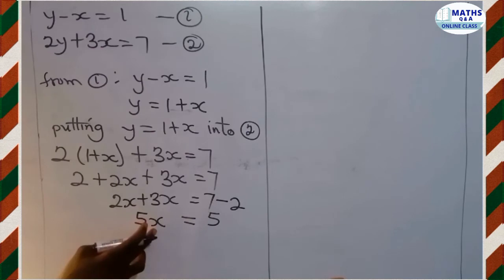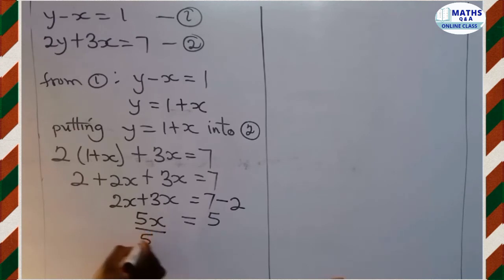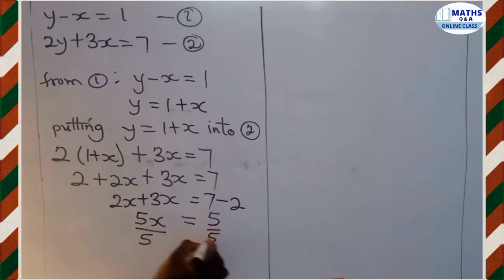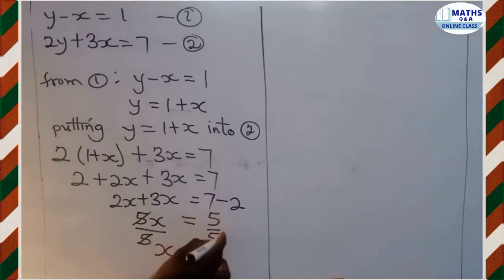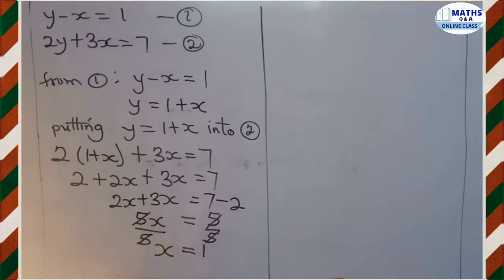Now I don't want 5x, I want x. So what I'm going to do is divide by 5, and then I do the same thing to this side. So 5 divided by 5 is 1, multiplying x gives x, equal to 5 divided by 5, which is 1. So 1 is left here. So x is equal to 1.